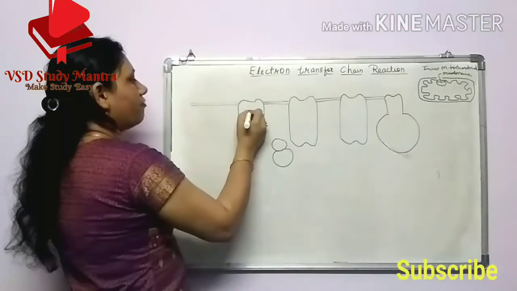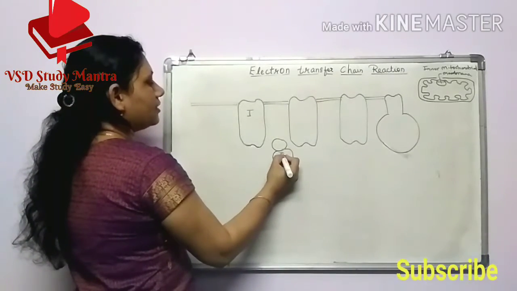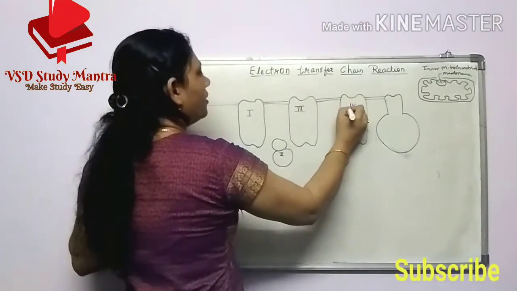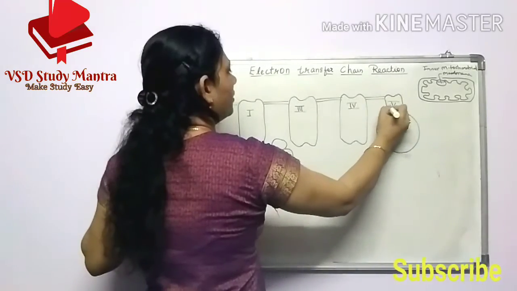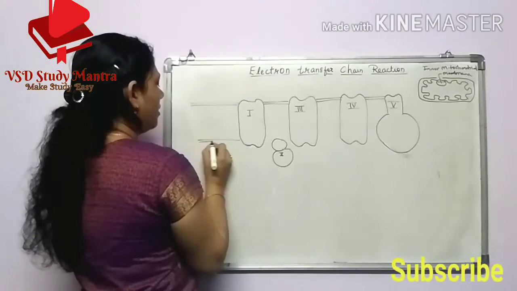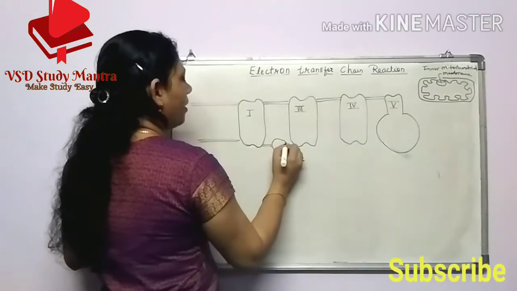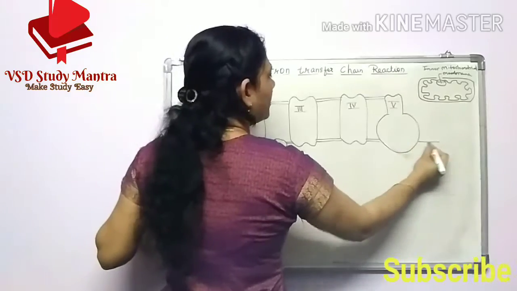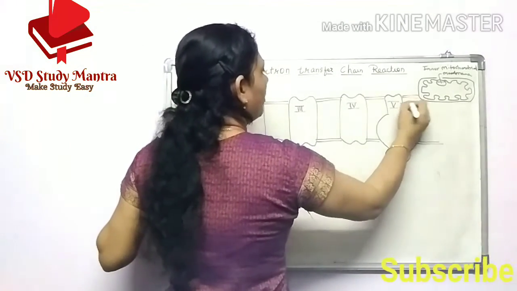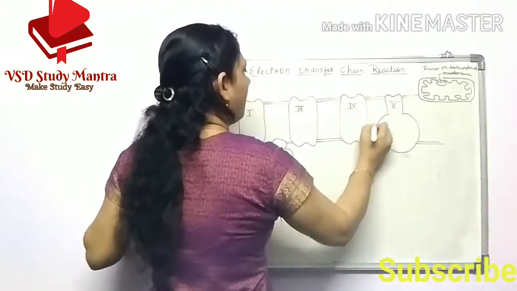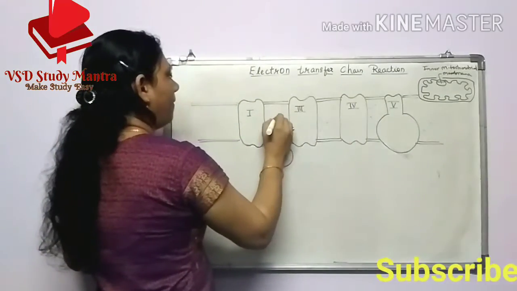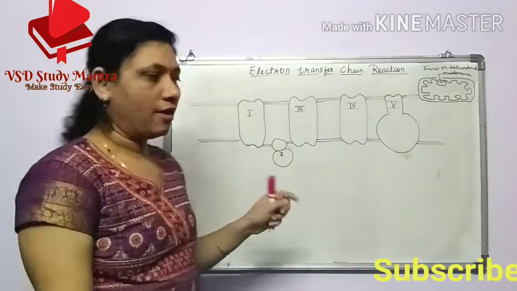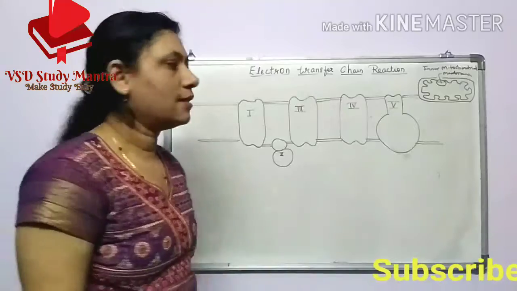This is the first complex. This is the second one. This is the third one. This is the fourth one. And this is the fifth one. This is the inner mitochondrial membrane, and this is the inner part. These are the protein complexes.